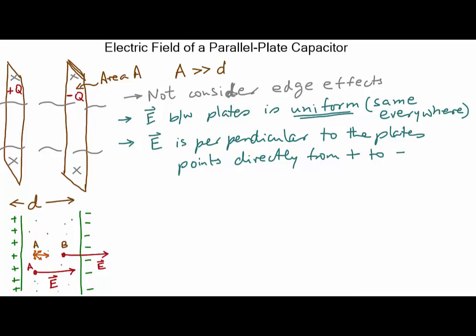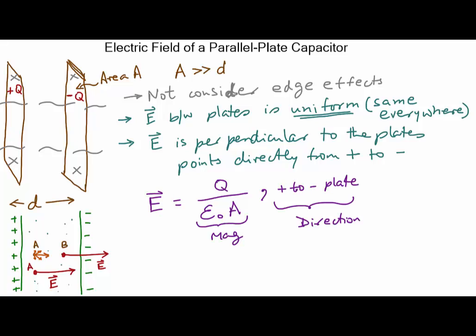Now let's talk about what the equation is and what the electric field is compared to some of the dimensions and the charges on the plate. It turns out that the electric field between the plates of a parallel plate capacitor is given by this equation, Q over epsilon naught A. I'll describe every one of these variables, but this only gives us the magnitude. So because electric field is a vector, I also need to specify the direction, which I would say positive to negative plate.